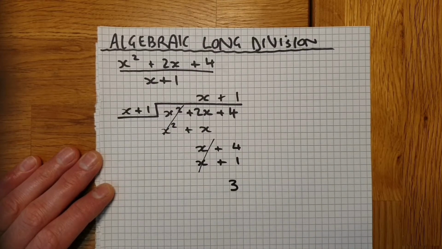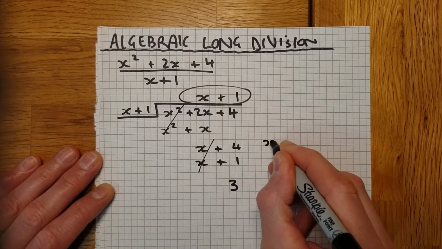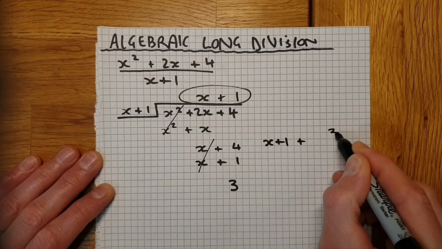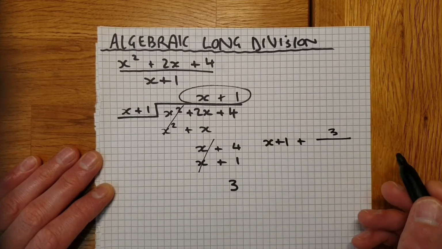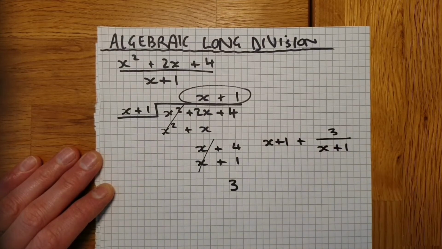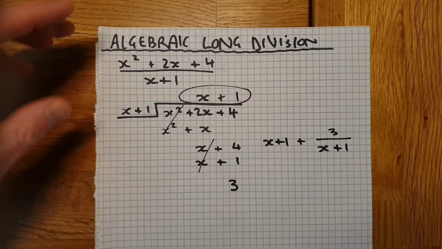Now at this point you have to know where to put them in your final answer. What we've got is our answer is x plus 1. So it's x plus 1 plus we have our remainder of 3 over what we were dividing by in the first place, which was x plus 1. And you get that.